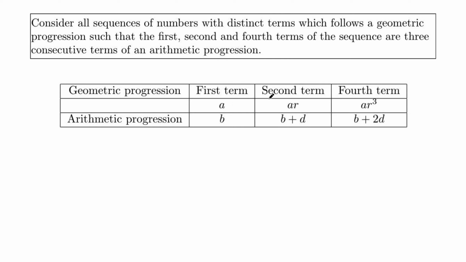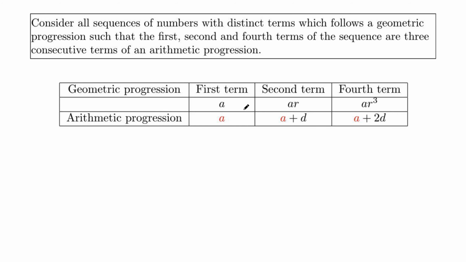So the second term is AR and the fourth term would be AR cubed, because we are skipping the third term. For the arithmetic progression, the first term will be B, the second term B plus D, and the fourth term of the GP corresponds to the third term of the AP, which is B plus 2D. Since we added the word respectively, we can equate these two and change all the B's to A's. A equals A isn't very meaningful.